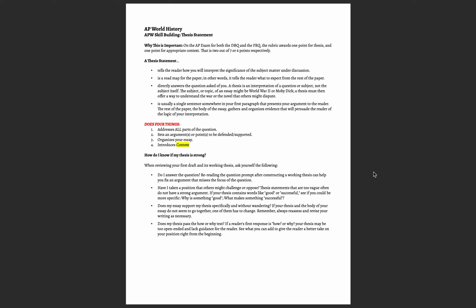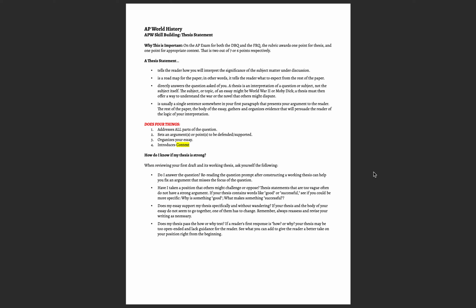overview. So, on the AP exam for both the DBQ and the FRQ, the rubric awards 1 point for a thesis and 1 point for appropriate context. That is 2 out of 7 or 6 points, respectively, depending on which essay you're writing. So these 2 points for thesis and context are super important, which is why we spend a lot of time on that. So a thesis statement does a couple different things.